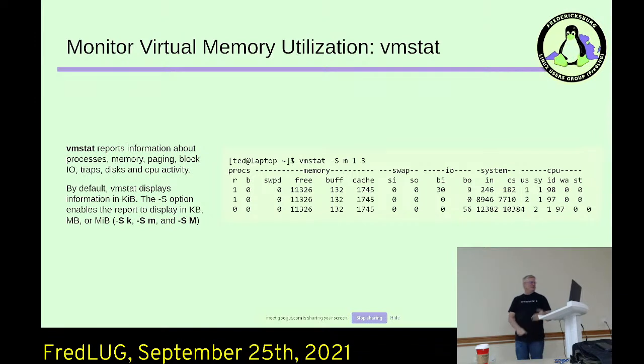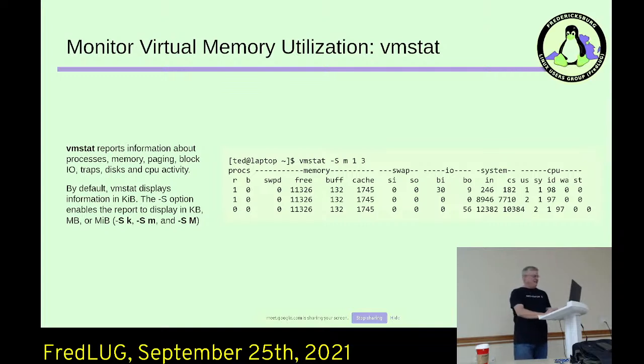So when it displays information, it defaults to kibibytes. However, you can tell it to display in megabytes, kilobytes, or mebibytes. The small k, by default, is kibibytes. If you want kilobytes, small k. If you want megabytes, small m. If you want mebibytes or whatever they call it, capital M. Depending on what you want to see, you can say however you want.